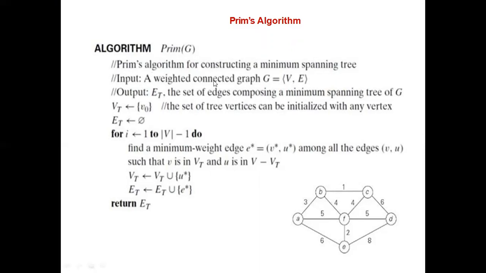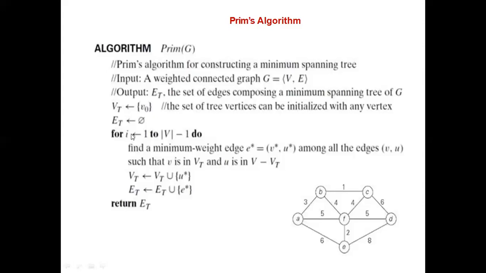So the input is always a weighted graph. Graph mathematically you can represent as an ordered pair V, E, where V is the vertex set and E is the edge set. The output will be E T. E T represents the edges which are present in the minimum spanning tree. In the beginning, you just start with any vertex V0. I'm just starting with V0, which may be any vertex.